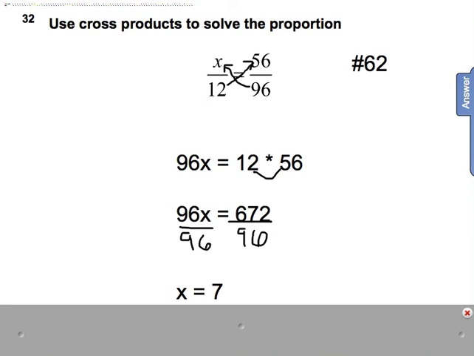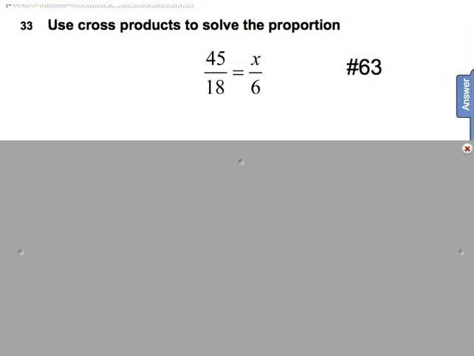Now, these are some really big numbers that we're starting to work with. So cross products are also going to be helpful with that if you don't know your facts to get from 12 to 96. So that's another good use for cross products instead of equivalent ratio.